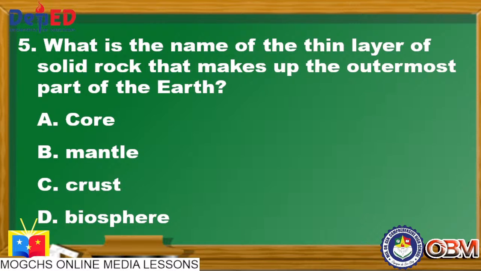Number 5. What is the name of the thin layer of solid rock that makes the outermost part of the Earth? A. Core, B. Mantle, C. Crust, or letter D. Biosphere.